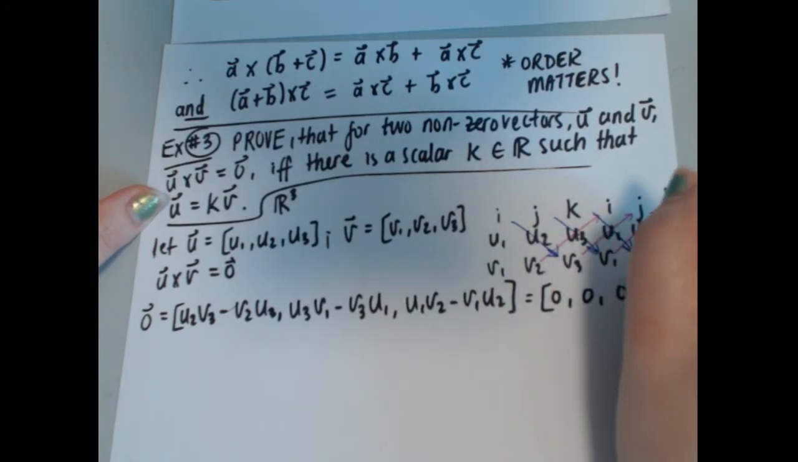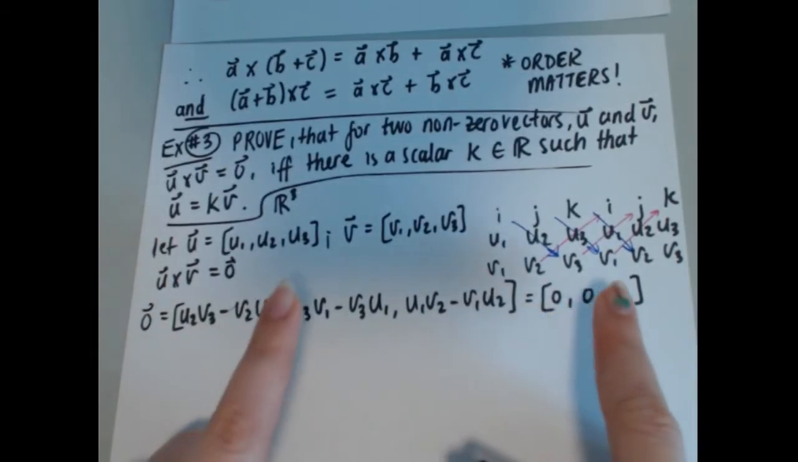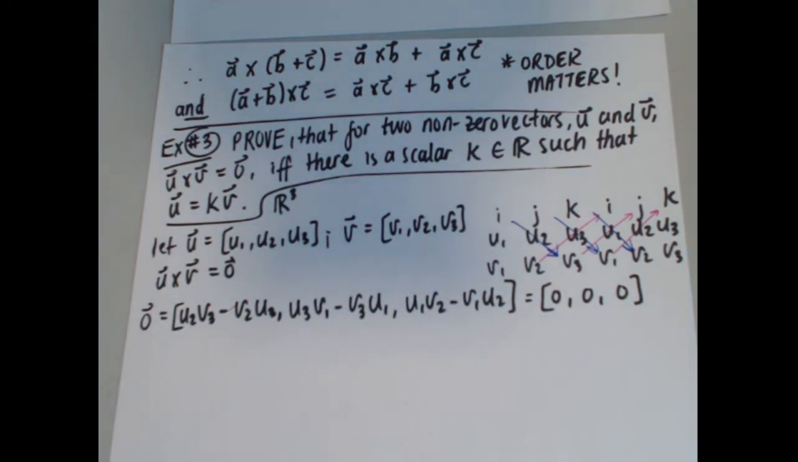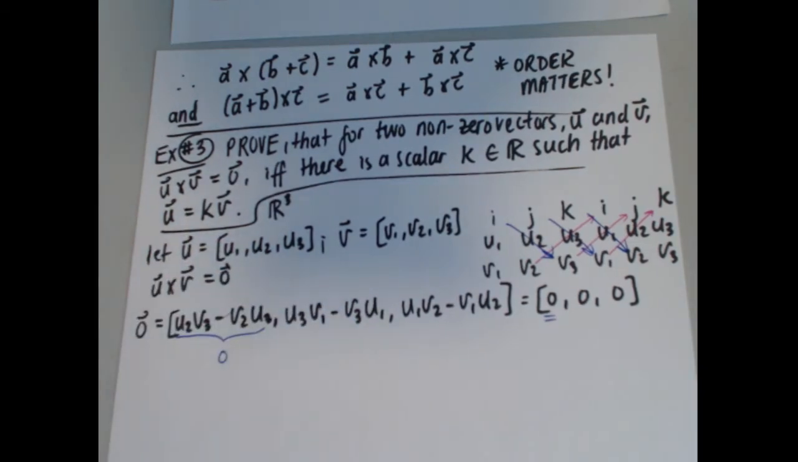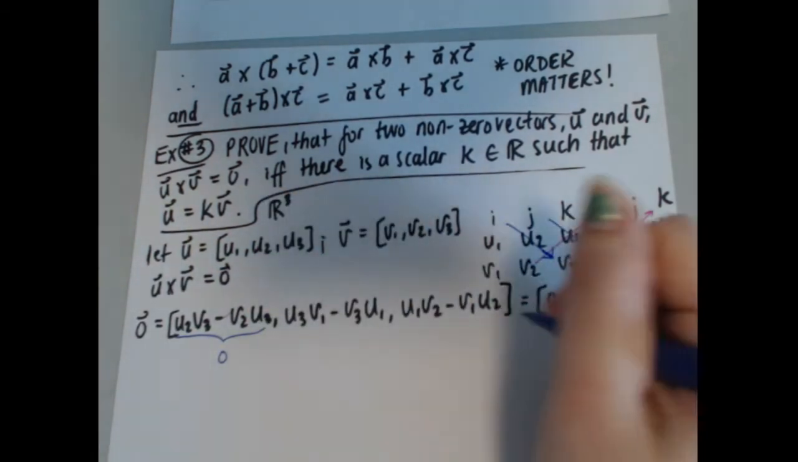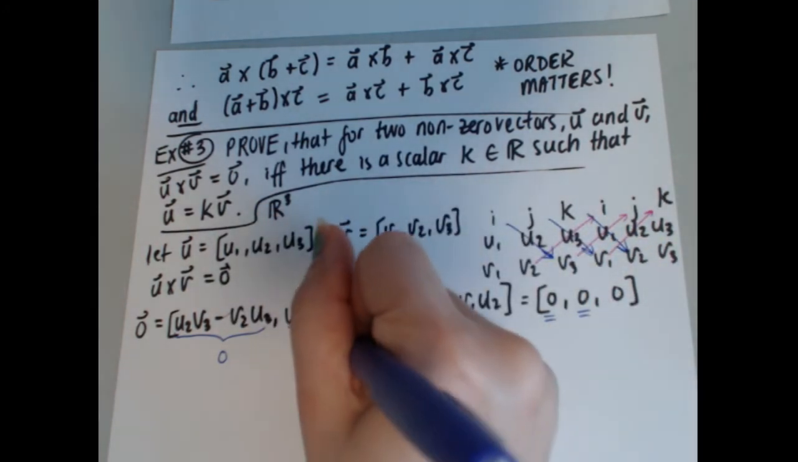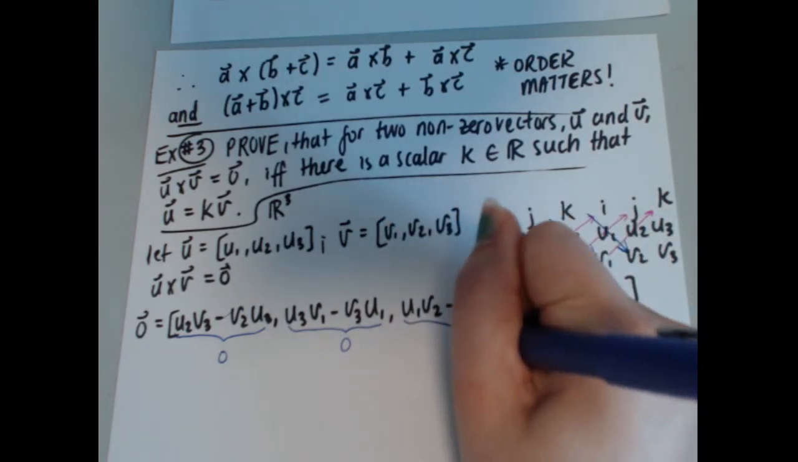0, 0, 0. Now, if I have two vectors equal to each other, that means that their x components have to be equal, the y components have to be equal, and the z components have to be equal. Okay, so what that means is this piece right here has to equal that 0. Okay, so u2 v3 minus v2 u3, that's equal to 0. And just for the same reason, the y component must also equal 0. So this also equals 0. And the z component, for the same reason, has to equal 0.